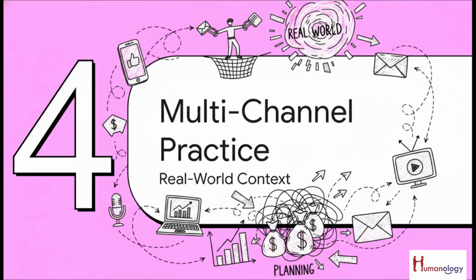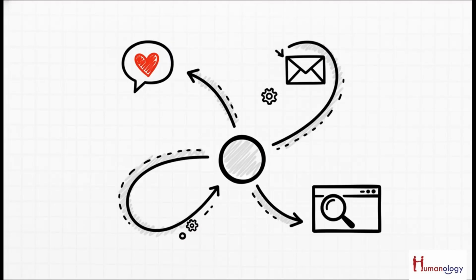Which brings us to our final section, part 4, multi-channel in practice. Let's see how this all plays out in the wild. To put this into practice, consider a hypothetical multi-channel environment. Imagine you're running social media, email campaigns, and search engine ads all at the exact same time. Suddenly, projecting ROI becomes exponentially more complex.